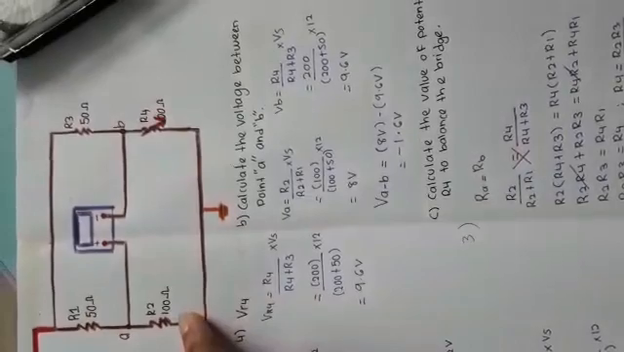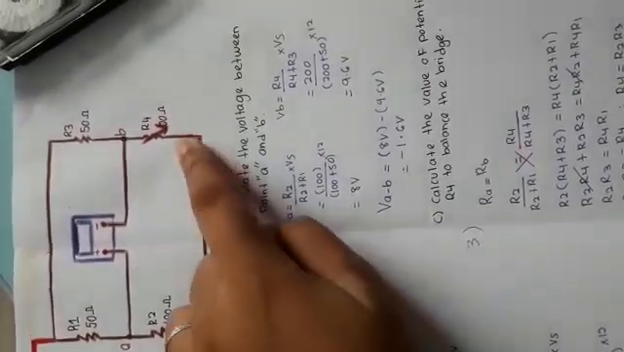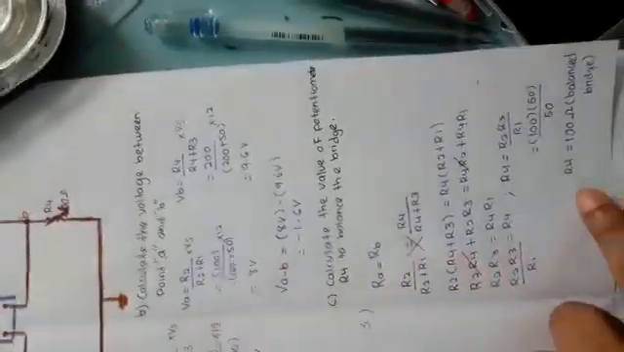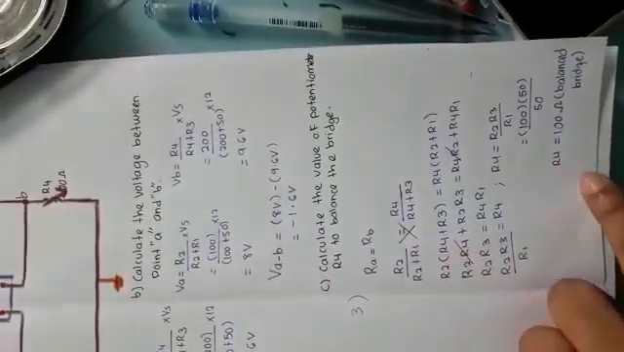So you can see the difference. R1 is 50, R3 is also 50, but R2 is 100, while here we got 200, which is more than 100. To balance the circuit, R4 should be 100 ohm.